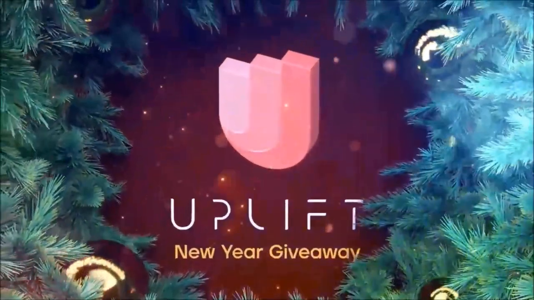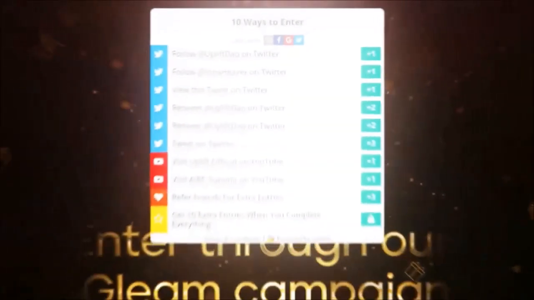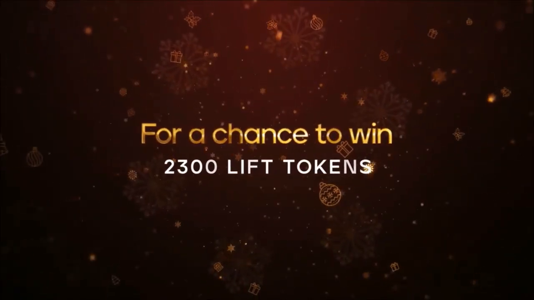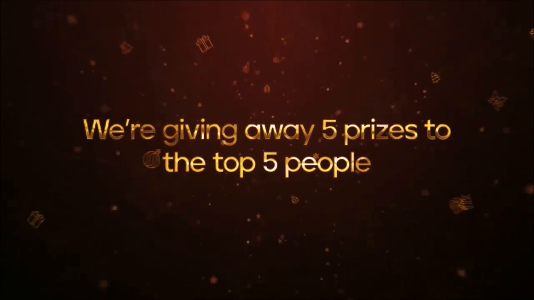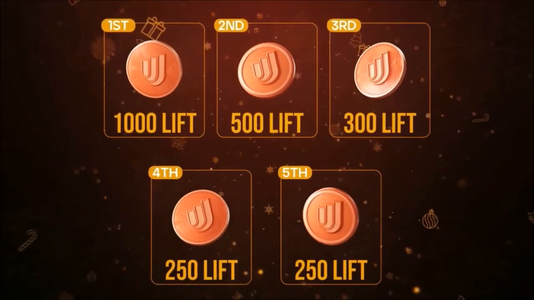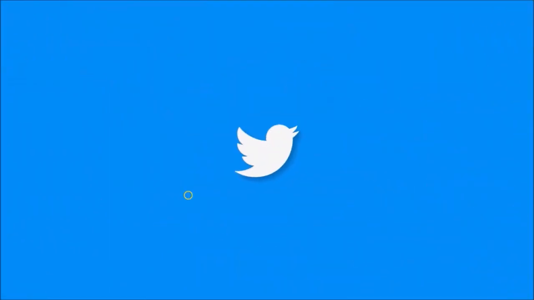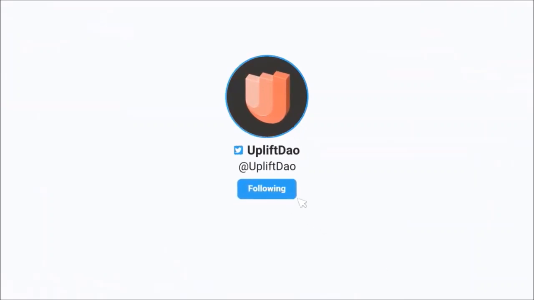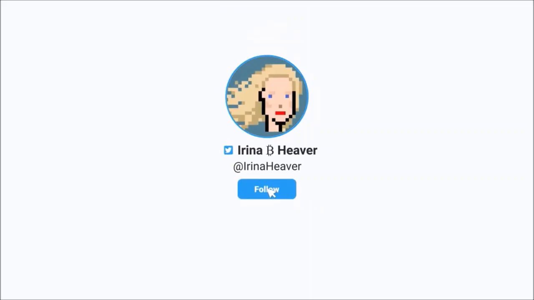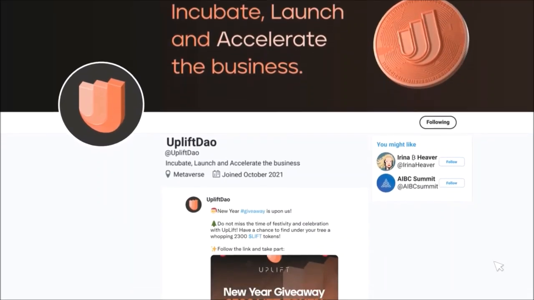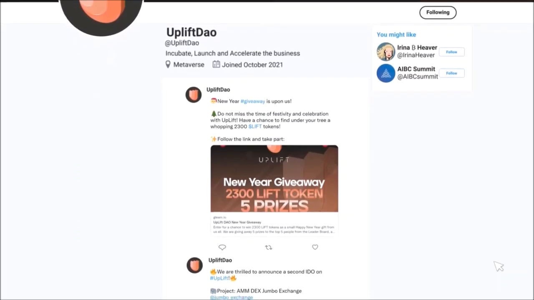The whole point of us doing this is that we're putting these fundamental decisions in the hands of our community, because they built our community, they helped build our project, they support us. What Uplift is saying is that the power should lie in the hands of the community member. So if you have LIFT staked and you have staking power, anybody with staking power has the right to vote for these proposals.